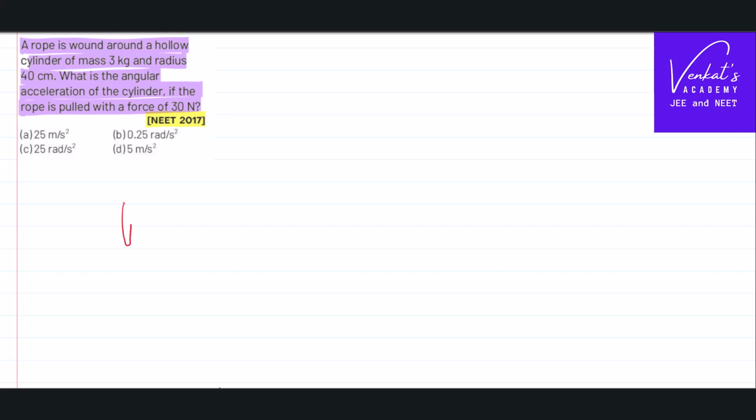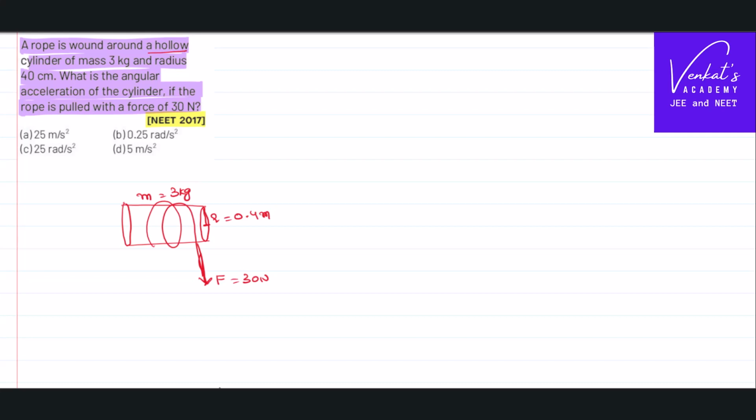There is a hollow cylinder. Cylinder is like this. And a rope is wound around it like this. It is pulled down with a force of 30 Newton. Radius of the cylinder is given as 40 centimeters or 0.4 meter. Mass of the given cylinder is 3 kg. Be careful that it is a hollow cylinder.